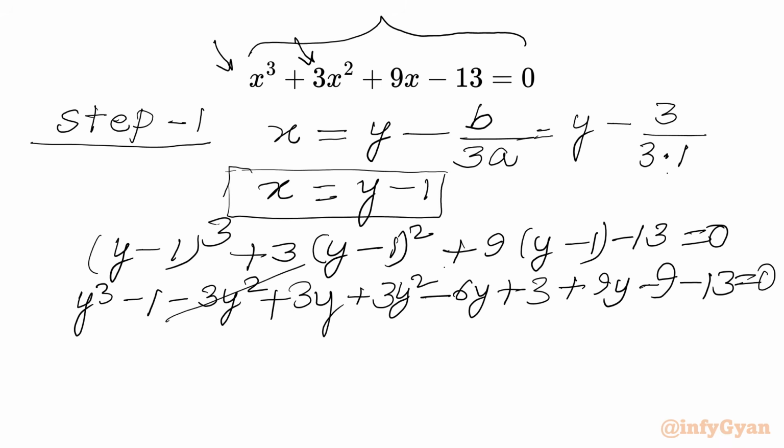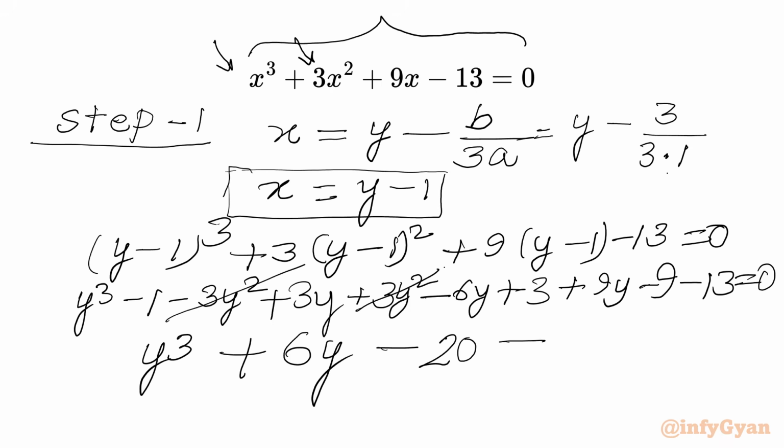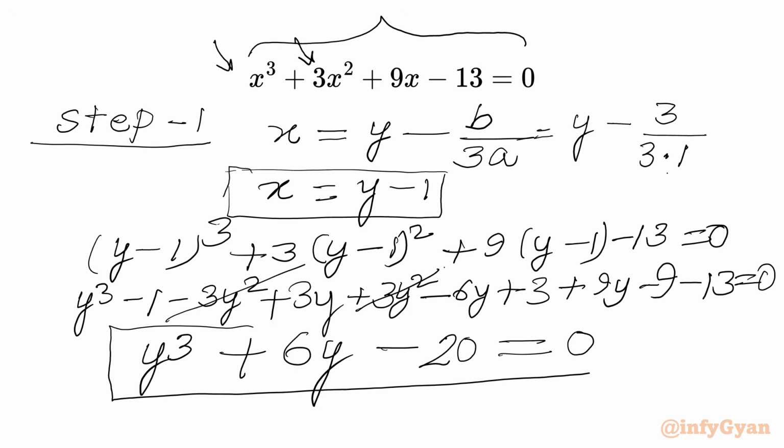We'll cancel minus 3y square with plus 3y square. So we will get y cube. Then we have plus 3y minus 6y plus 9y, that is 6y. So y cube plus 6y, and the constants minus 1 plus 3 minus 9 minus 13 give minus 20, equal to 0. This is the depressed cubic equation where we do not have a y square term.